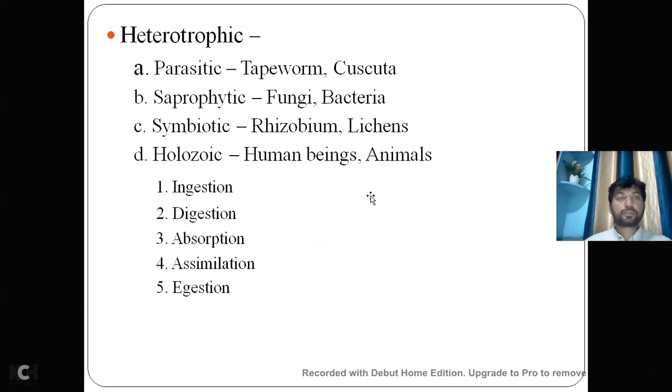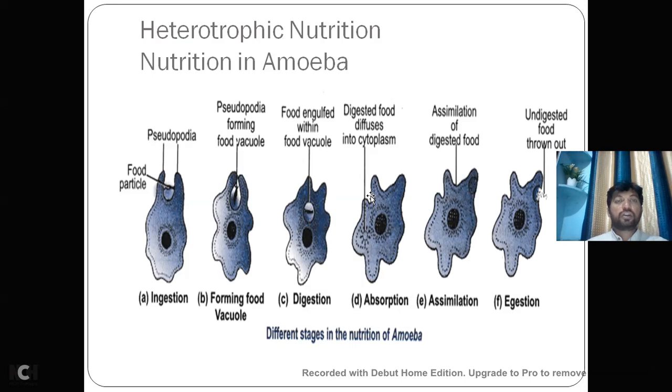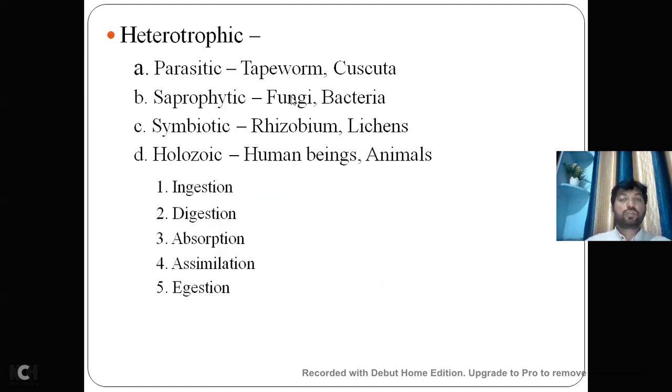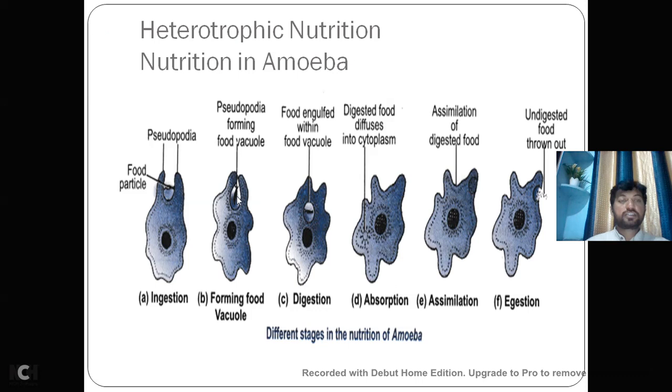Now let us start the heterotrophic. In that, parasitic we have finished, saprophytic, symbiotic and holozoic. With all these 5 steps we have understood ingestion, digestion, absorption, assimilation and egestion. Let us start how nutrition takes place in amoeba. Amoeba also follows holozoic type of heterotrophic nutrition. Let us take a brief look at it.